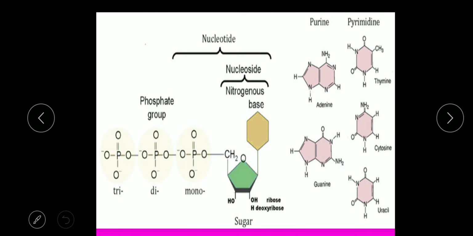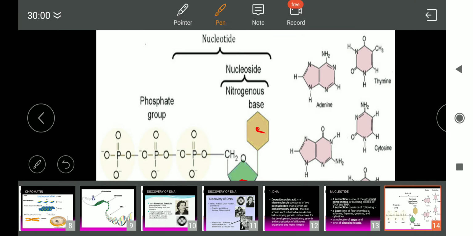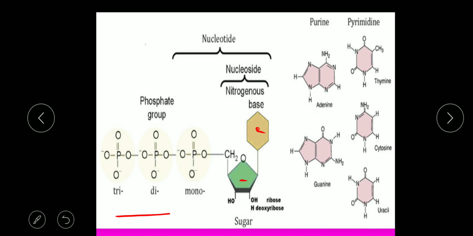So just see here, this is the deoxyribose sugar. To the sugar the nitrogenous base is attached, and with the sugar, outwardly, what is attached? That is phosphoric acid, H3PO4, and phosphate groups, that is mono, di, tri. So nitrogenous base with sugar is known as nucleoside. Then nucleoside with phosphate is known as nucleotide.